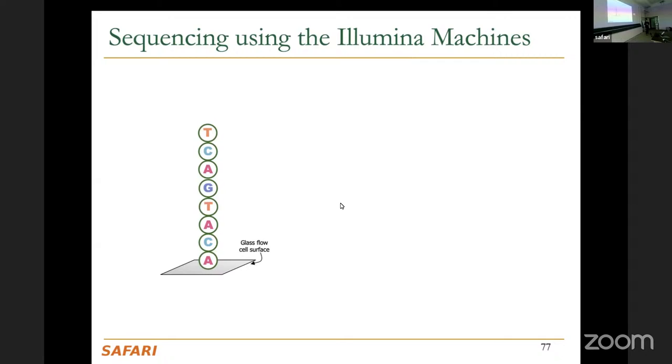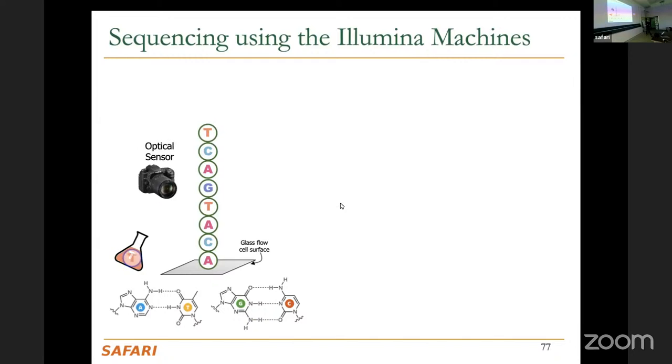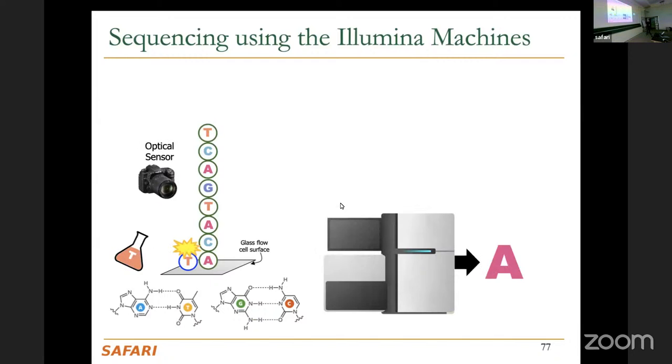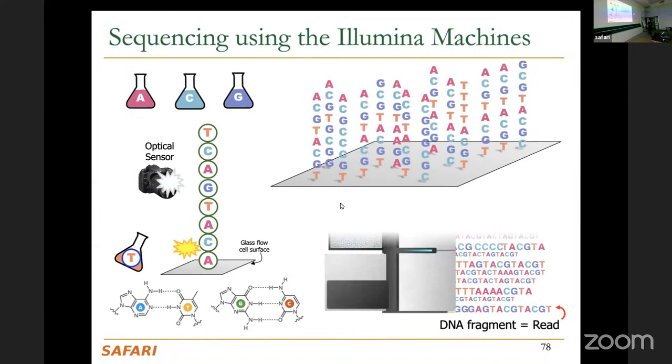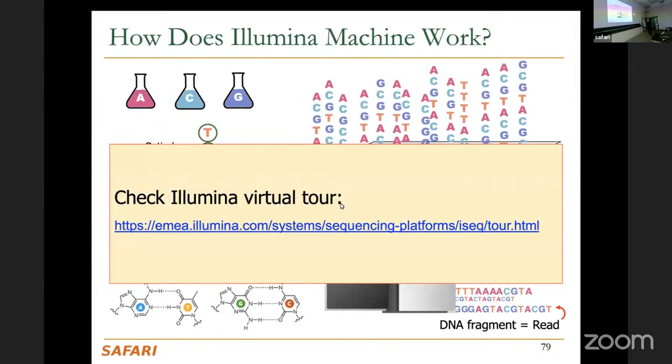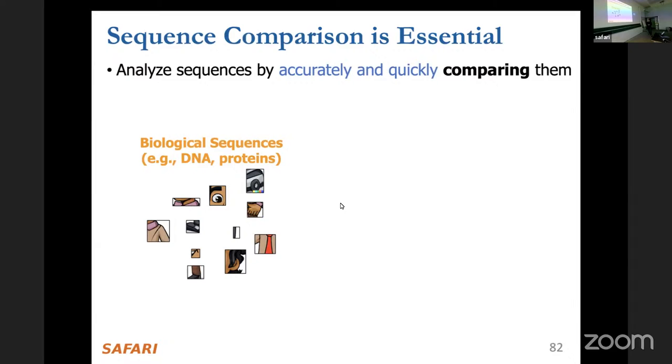I'm not going to describe how Illumina machines work due to timing reasons, so I'll skip this, but on the way I can tell you what happens: we attach synthetically designed bases to the DNA, and once they're attached to their corresponding location, they emit a certain light. As they emit that light, you can imagine an optical sensor taking pictures. The frequency of that light essentially reveals the information about that base at that time. This is how Illumina machines work, also in real time. There's a virtual tool, so you can check as well how this works.